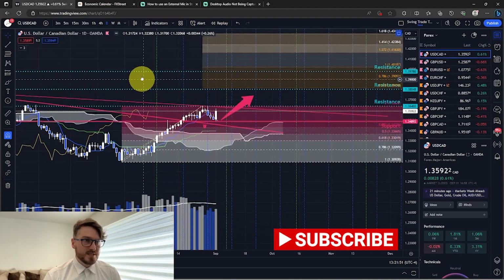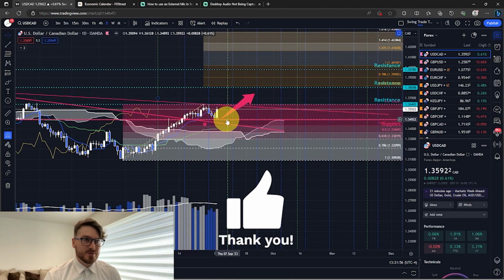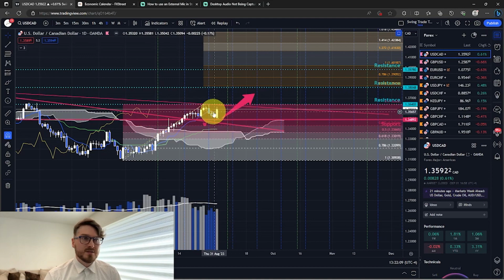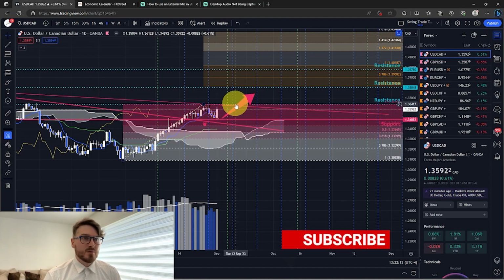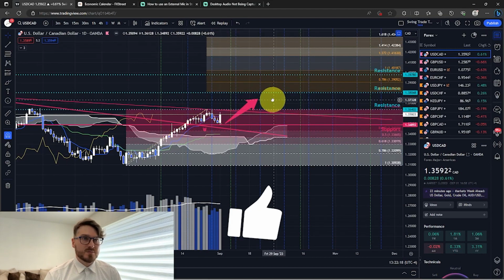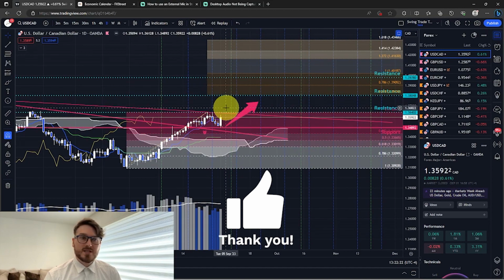And as you can see too, we're coming into this Ichimoku time cycle. The green vertical lines are the 26 period time cycles, and the blue are the 9 period. As you can see, we're getting very close to a Henka B, which means we're going to get a reversal perhaps. So I'm looking for the price to move back up on an N wave like this. I'm going to be looking for the breakout this week. So we've got to keep our eye on that.